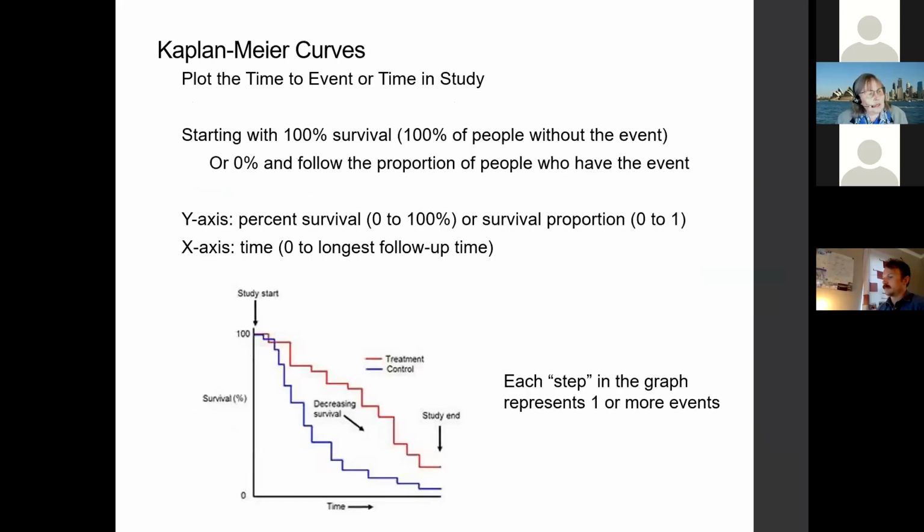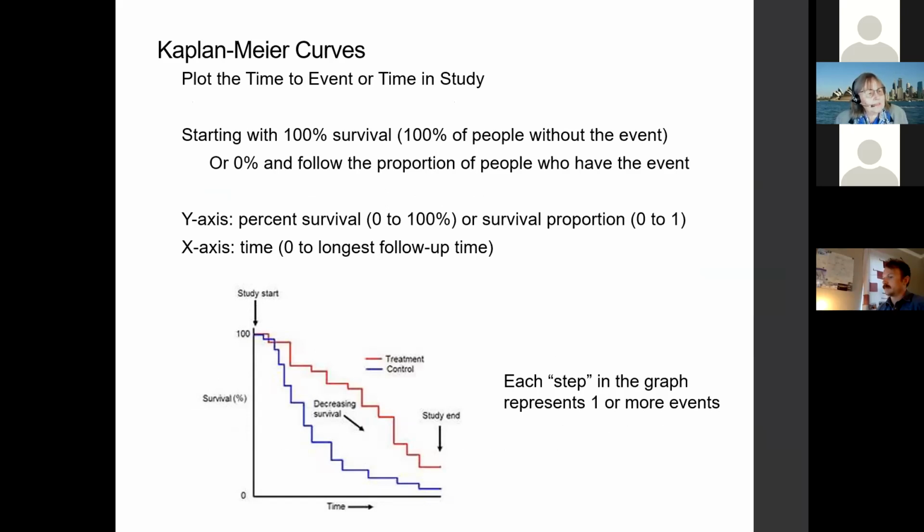So the Kaplan-Meier curves, you're plotting time to event or your time in study if you don't have the event. You usually start with 100%, or you can start with 1 if you're talking about proportions. People, I think, tend to like the 100% because then you can say 100% of people are surviving. It's a little bit easier to explain.